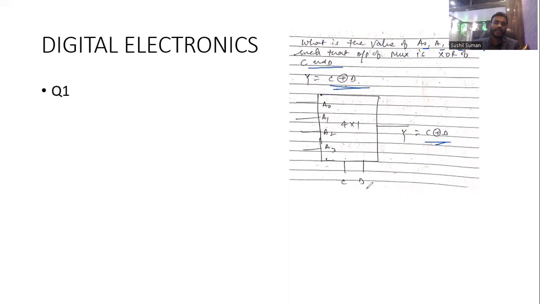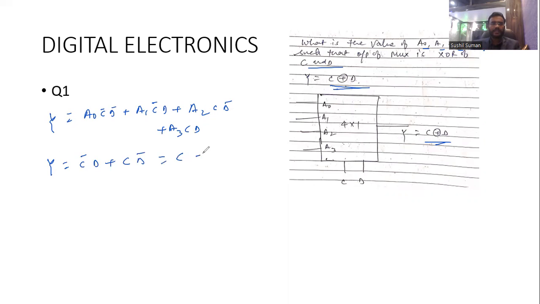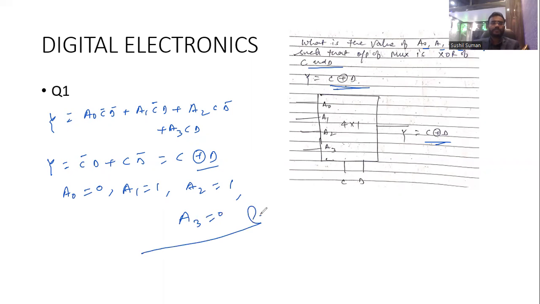Very simple. As you know, the output Y is A0 C bar D bar plus A1 C bar D plus A2 C D bar plus A3 CD. If you want Y equal to C bar D bar plus C D bar, this is C XOR D. Just put here A0 equal to 0, A1 equal to 1, A2 equal to 1, and A3 equal to 0. So this is your right answer.